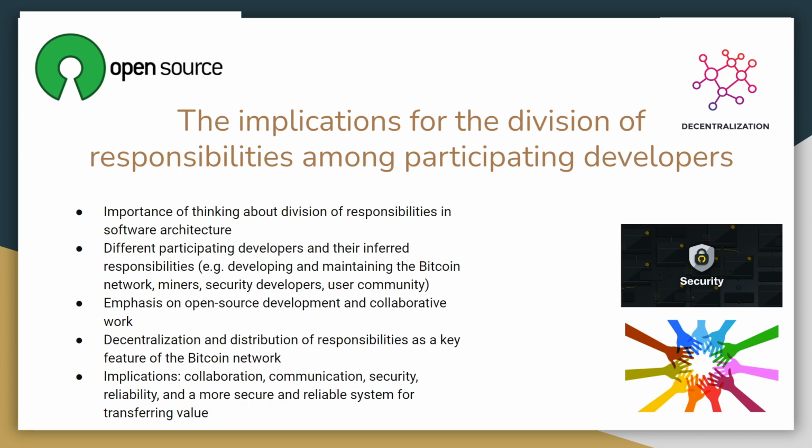The network's decentralization and distribution of responsibilities are key features that make it a secure and reliable system for transferring value. Additionally, the absence of a central authority to make decisions on the development of the system means that the developers must collaborate and communicate effectively to ensure that the network remains secure and functioning properly. Open source development and a consensus process involving network participants are critical in achieving this.